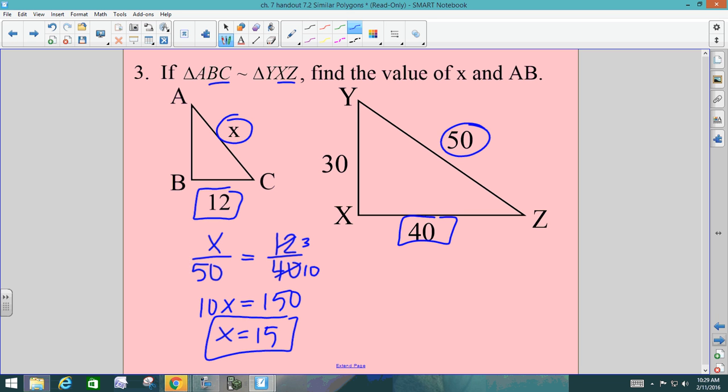Now, if you have a calculator, you can just use your calculator, but some of us aren't fortunate enough, I guess. I'm just kidding.